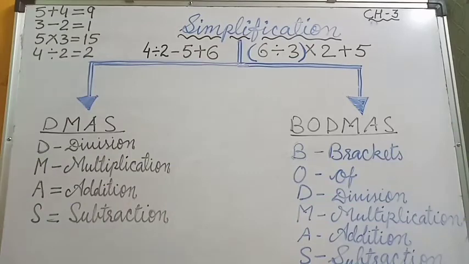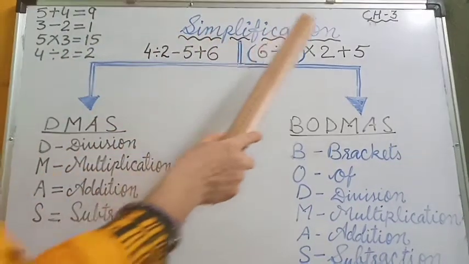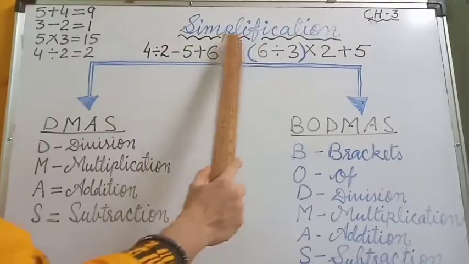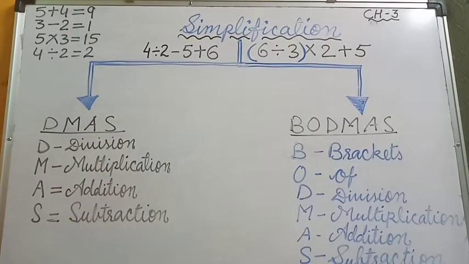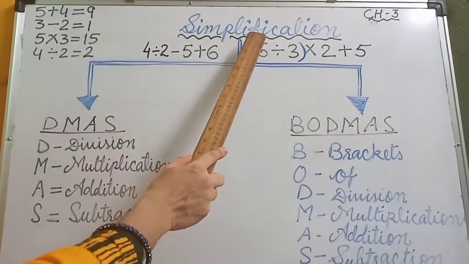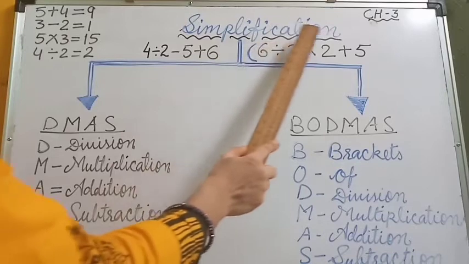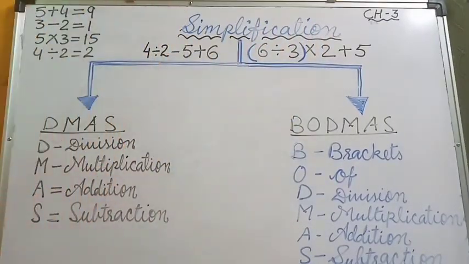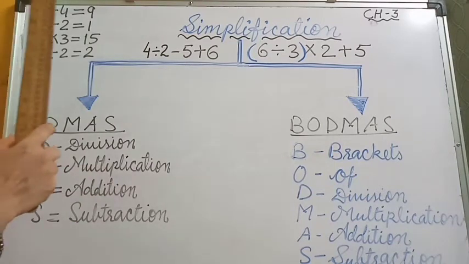So students, now we have come to an end of chapter 3, and the last topic of our chapter 3 is simplification. So what is the meaning of simplification? To make any expression simple to get the solution is called the simplification. Up till now we have learnt addition, subtraction, multiplication and division, but in separate expressions.